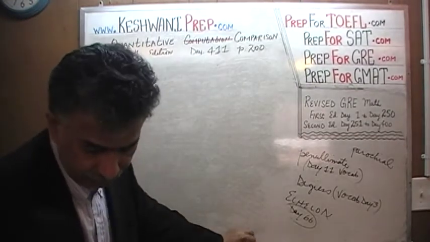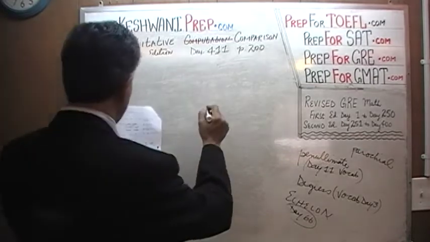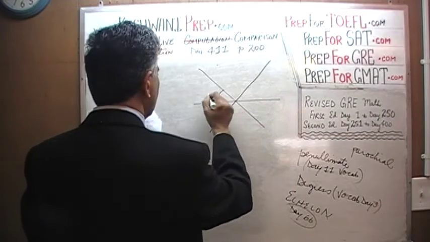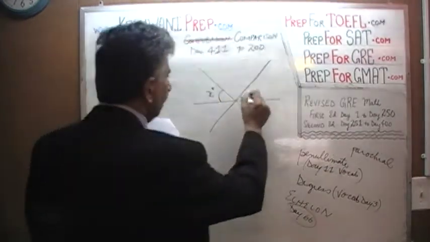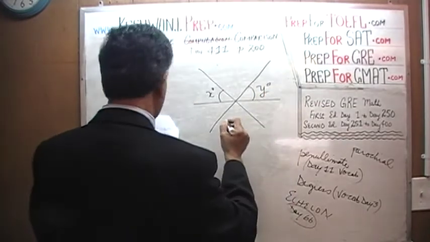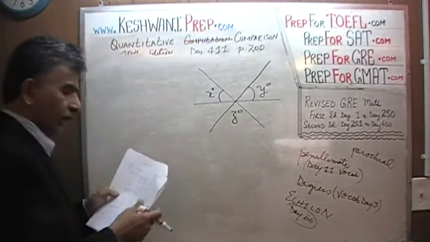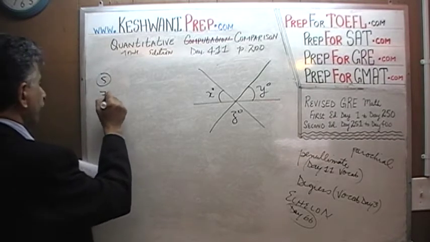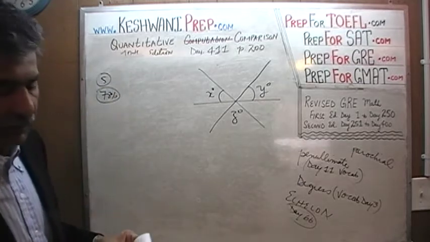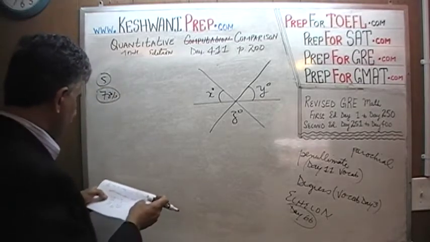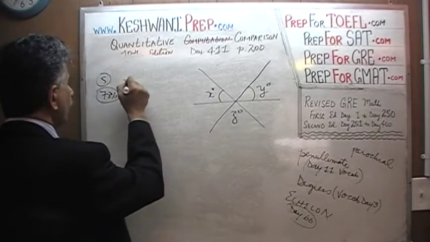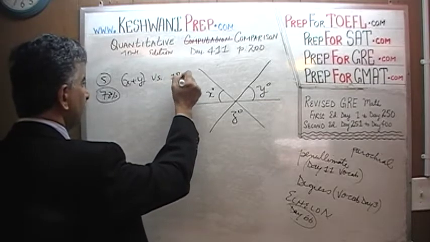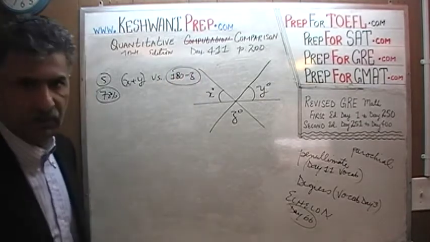Number five is a geometry question. We have two lines that are intersecting right here. We are told that this is angle X, this is angle Y, and this is angle Z. And what we are being asked to compare is, this is number 5, 78% of people had no problem with it whatsoever. What we're being asked to compare is x plus y versus 180 minus z. Let's see how they compare.